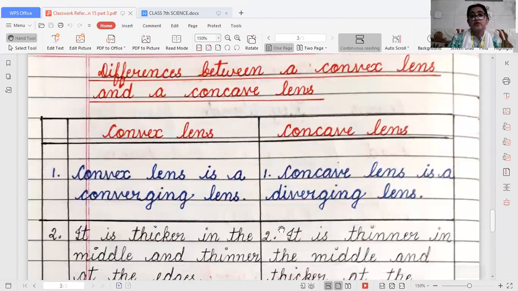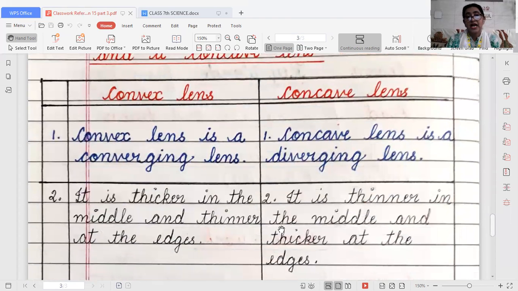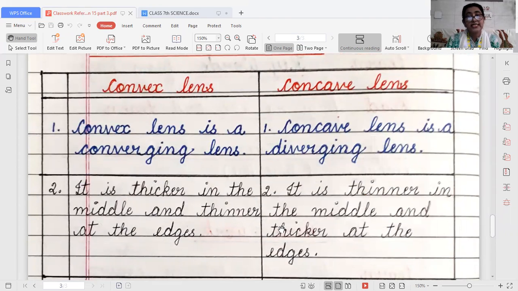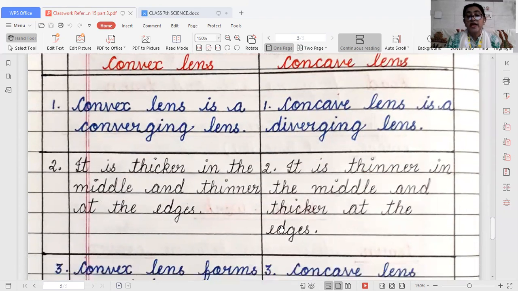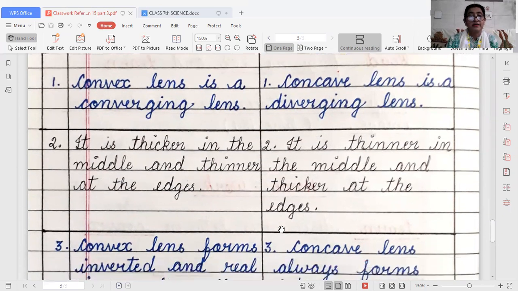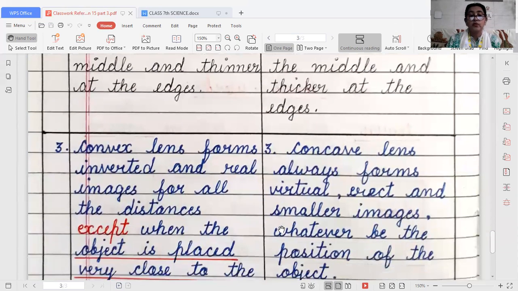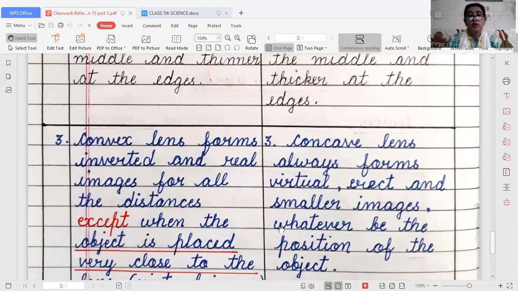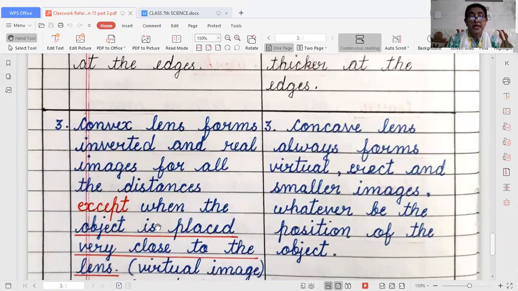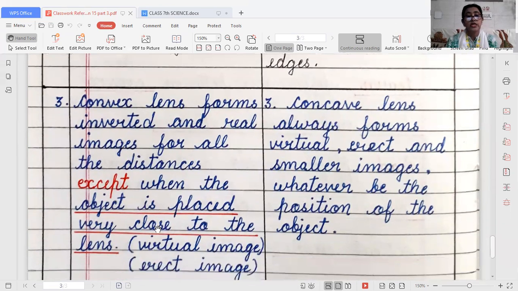So what is the difference between a convex lens and a concave lens? Convex lens is known as converging lens, concave lens as diverging. As we have seen in the diagram, the convex lens is thicker in the middle and thinner at the edges, but the concave lens is thinner in the middle and thicker at the edges. A convex lens forms an inverted and real image from all distances except when the object is placed very close to the lens, then it will form a virtual and erect image. But a concave lens always forms virtual, erect, and smaller images, whatever the position of the object.